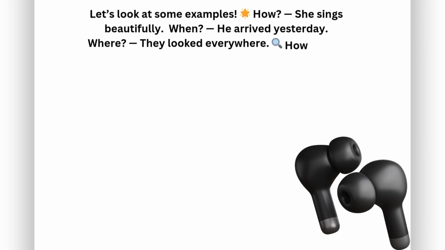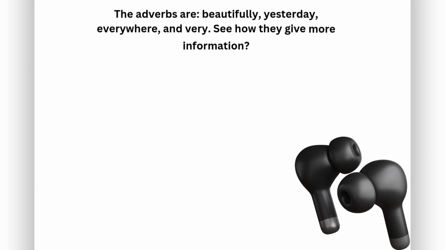Let's look at some examples. How? She sings beautifully. When? He arrived yesterday. Where? They looked everywhere. How much? I am very tired. The adverbs are beautifully, yesterday, everywhere, and very. See how they give more information.